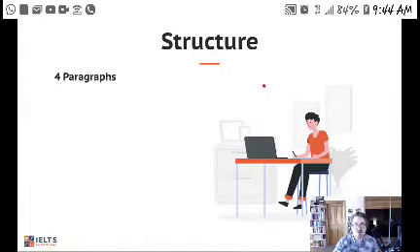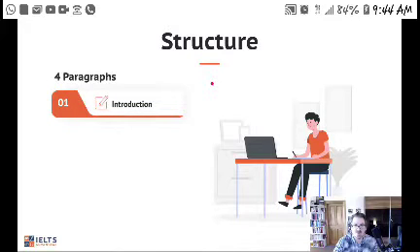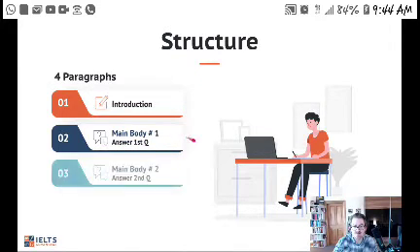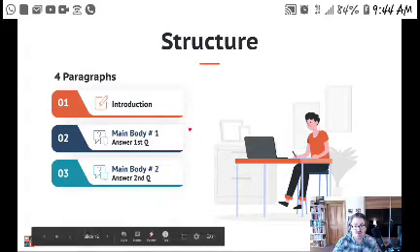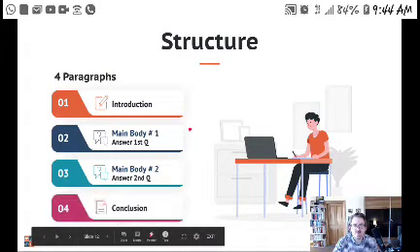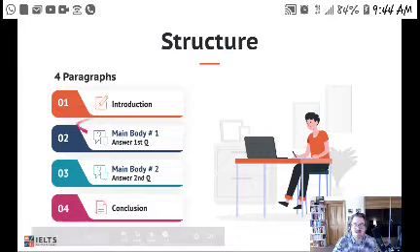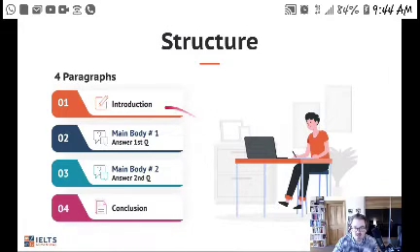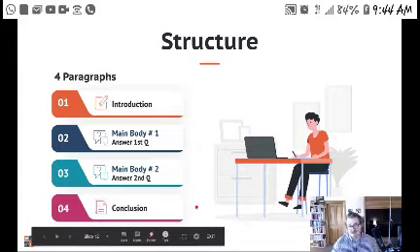So the structure we're going to use for our essay is number 1, our introduction, number 2, our main body paragraph, and that will answer our first question. Number 3, our second main body paragraph, answering the second question. And then number 4, our conclusion, a basic 4-paragraph structure. It does not need to be any more complicated than that. So for double questions: introduction, answer your first question, answer your second question, and then your conclusion.